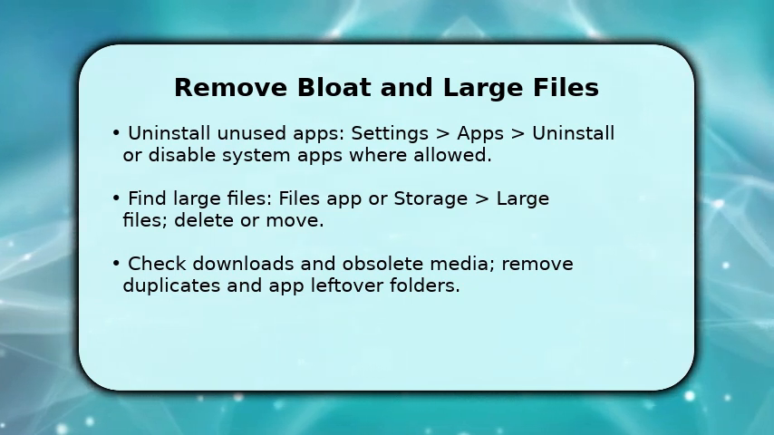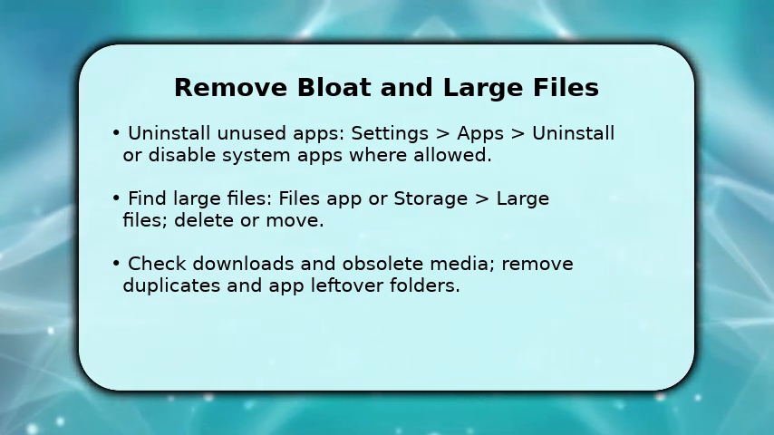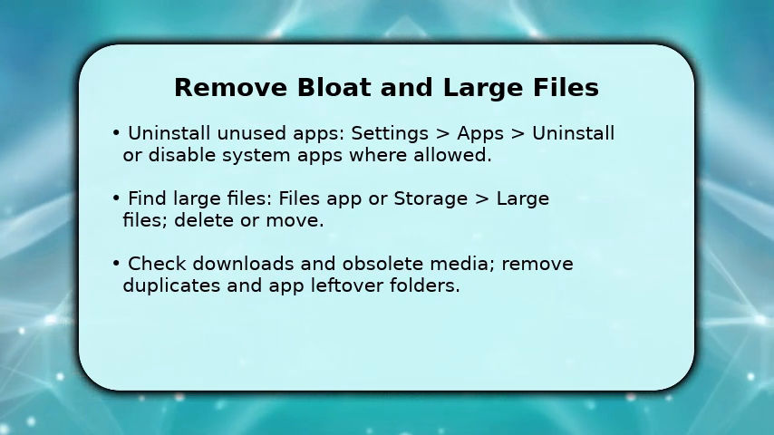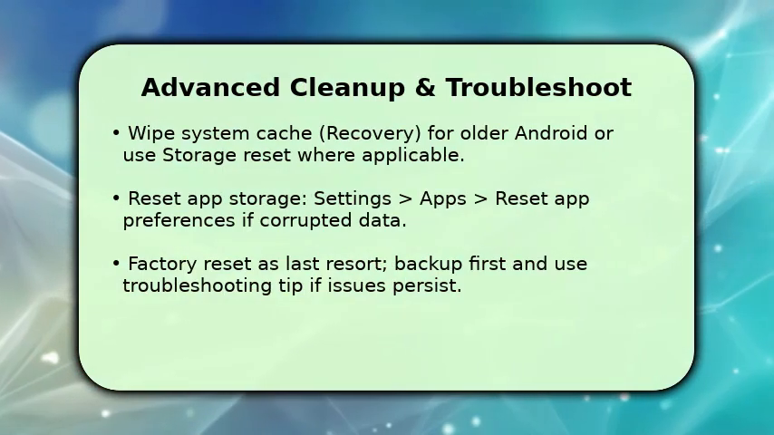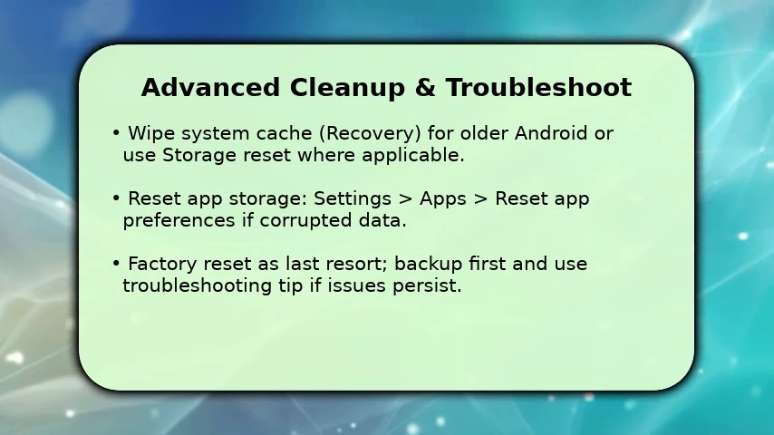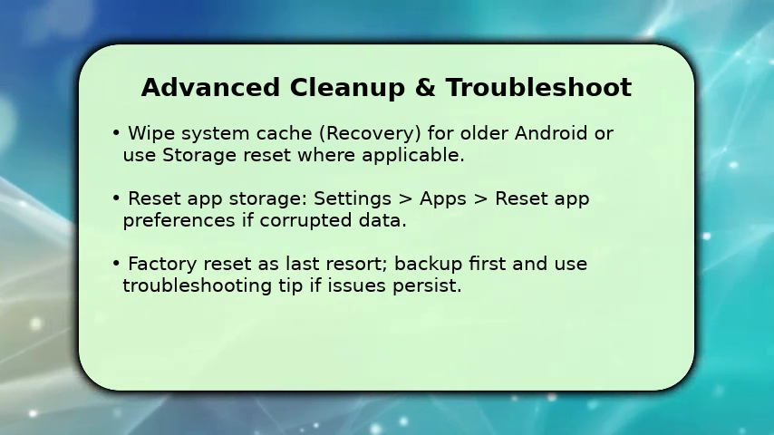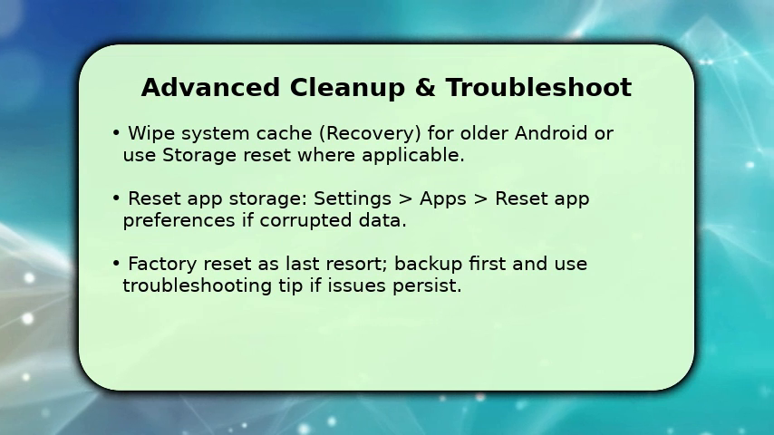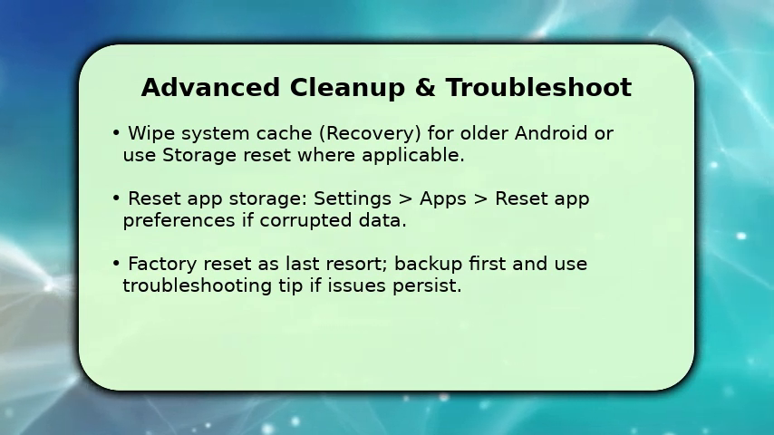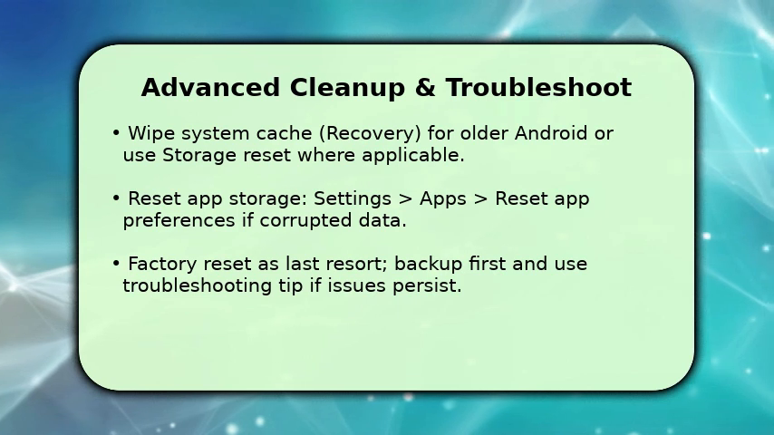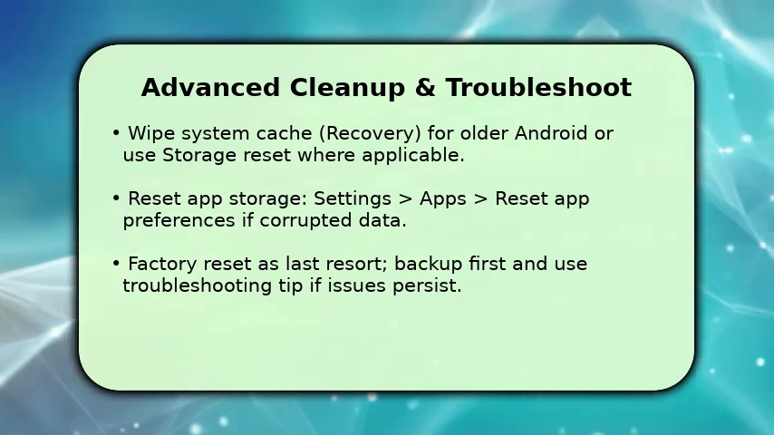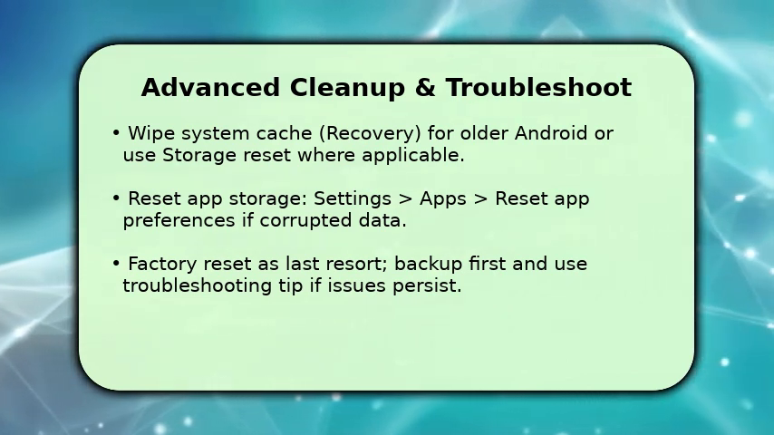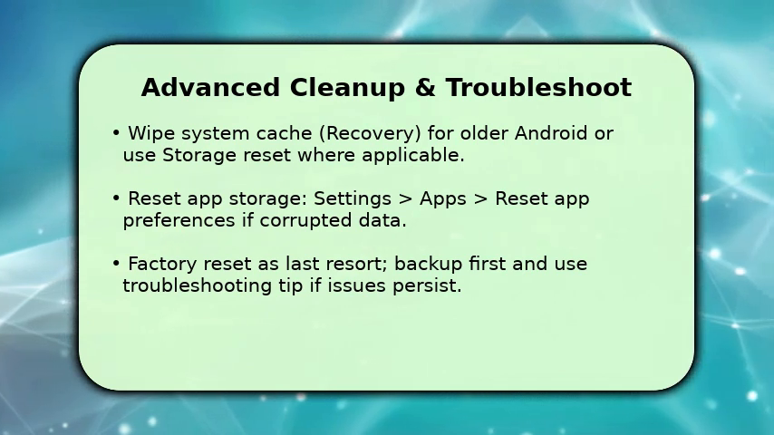For final cleanup, you can clear the system cache partition in recovery mode on older devices, or use storage reset tools in settings on newer Android to remove orphaned data safely. If an app's data is corrupted and bloating system storage, reset app preferences or clear that app's storage selectively. This frees space, but keep in mind you may lose app-specific settings. As a last resort, perform a factory reset after a full backup.